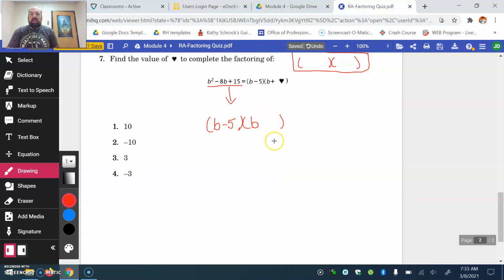And then whatever you get here should be one of your choices over here. That's the fastest way to do it. But if you want to check your answer, substitute each choice in and see which one finally works.